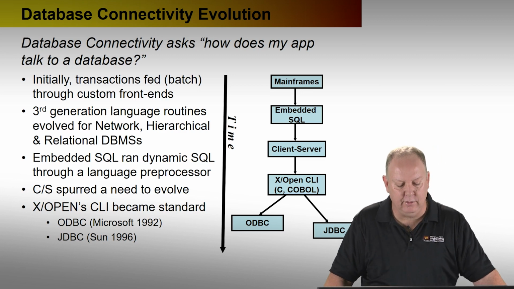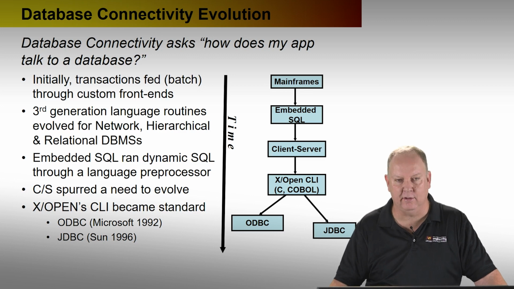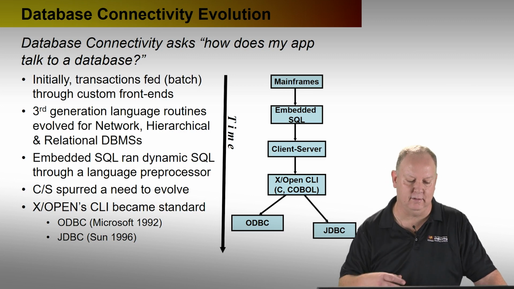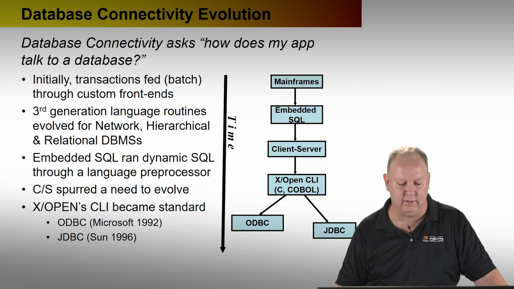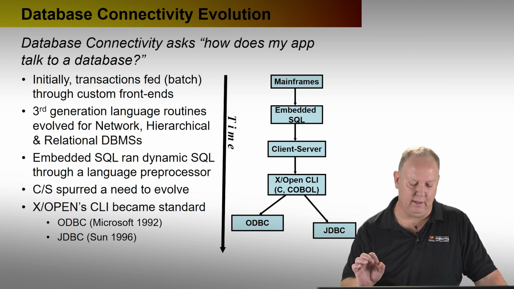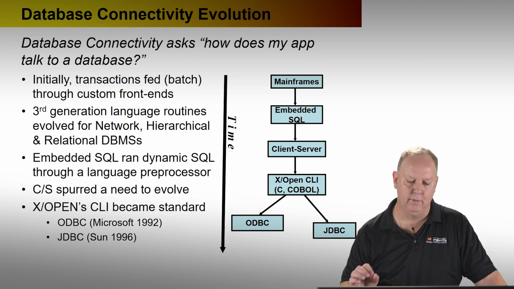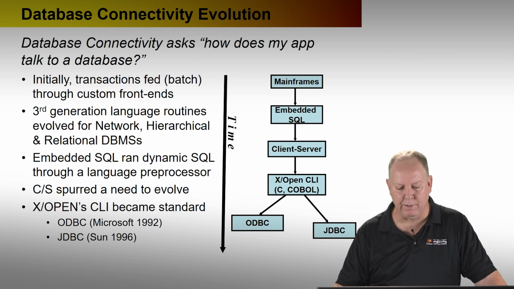Then third generation languages and routines evolved for the different kinds of databases that were prevalent at the time. Network databases, hierarchical, relational databases. This is mostly 1970s, early 80s kind of stuff, mid 80s kind of stuff. And then from those specific routines that you had to call as a programmer, as SQL became more popular and relational databases became the primary model, embedded SQL became more popular.